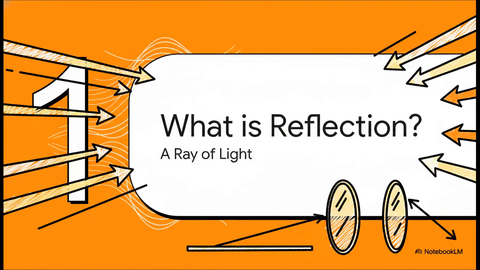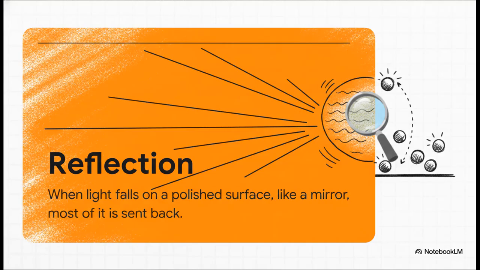Okay, so let's start with the very first idea. Light, for our purposes, travels in straight lines. And to show this, we draw these lines and call them rays of light. Simple enough, right? Now, when these rays of light hit a really polished surface, like a mirror, they don't just stop. They bounce back. And this bouncing back of light, well, that's what we call reflection. Smooth, shiny surfaces like mirrors are just excellent at doing this.